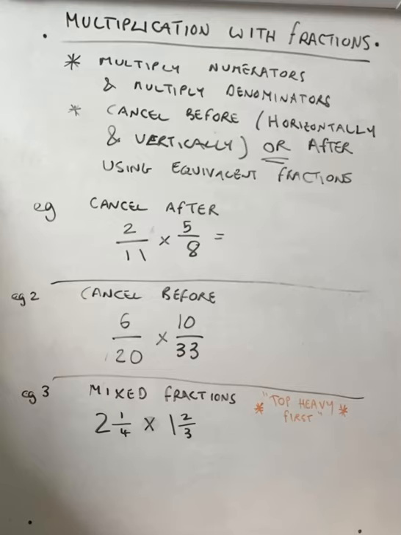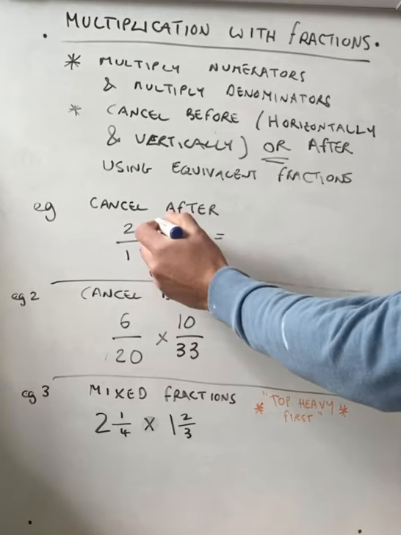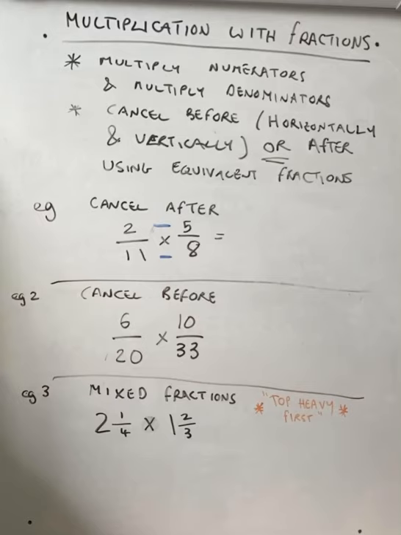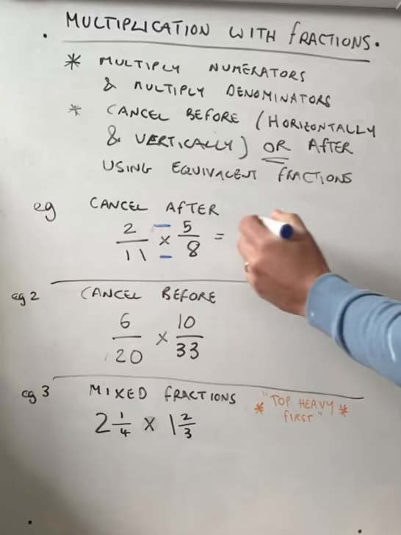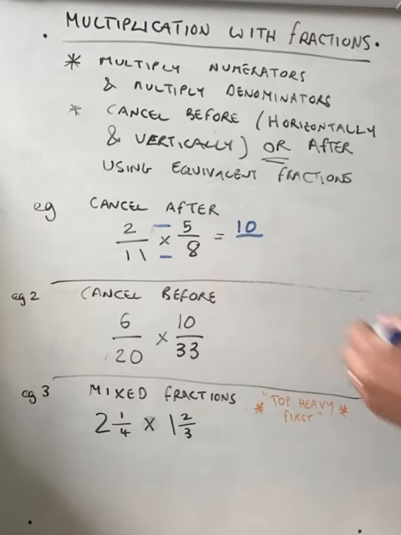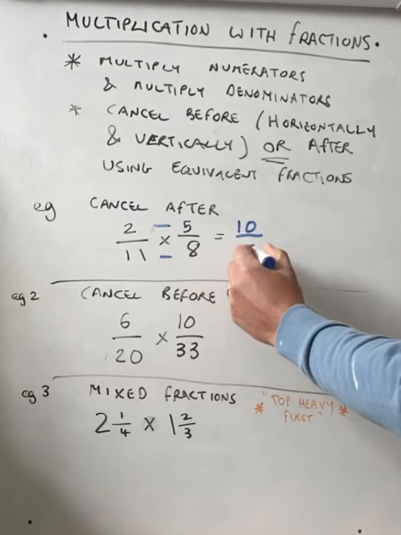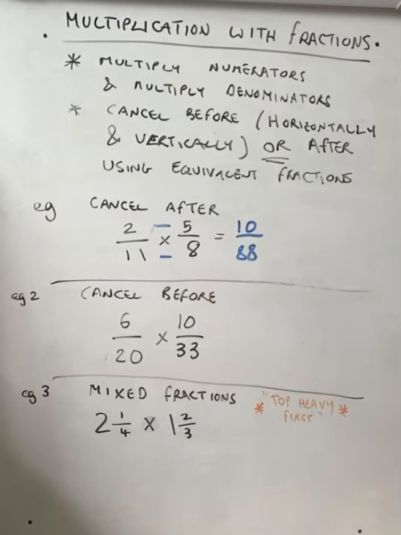So I'm going to go through two examples, one before and one after, and then I'm going to look at how we deal with mixed fractions. So the first one then, if we cancel down after, all we do is we just multiply the two numbers across the top and across the bottom. So 2 times 5 is 10, so we have 10 as our numerator, and 8 times 11 is 88. So 10 over 88 is our answer when we multiply the two fractions together.